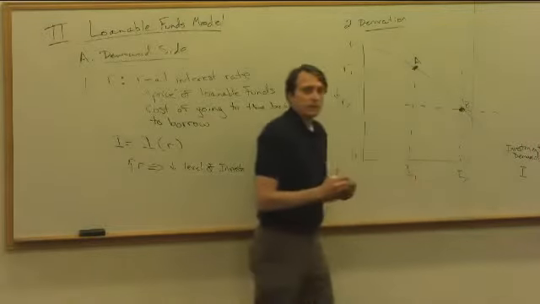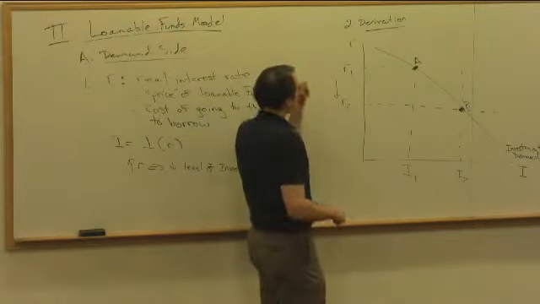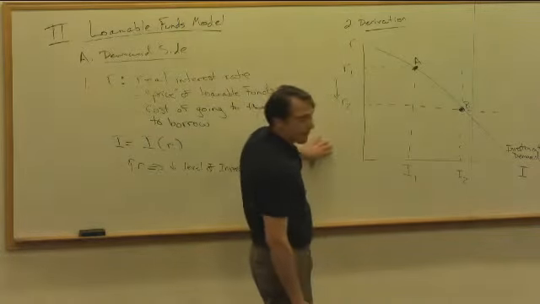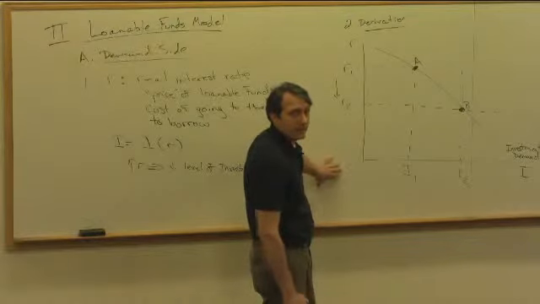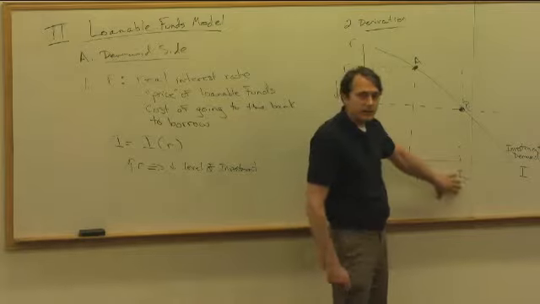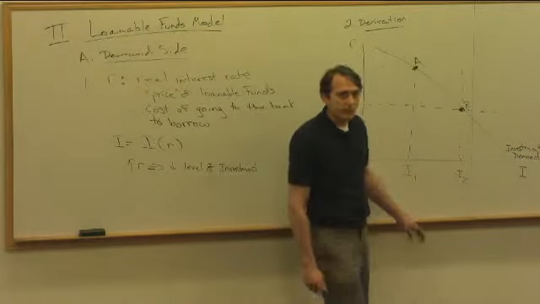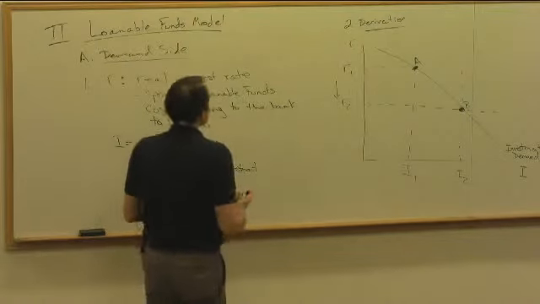All right. So there's our investment demand curve. It's downward sloping in the real interest rate. As the real interest rate decreases, the quantity of investment demanded increases. And as the real interest rate increases, the quantity of investment demanded decreases. Okay, so that's the derivation of the curve.